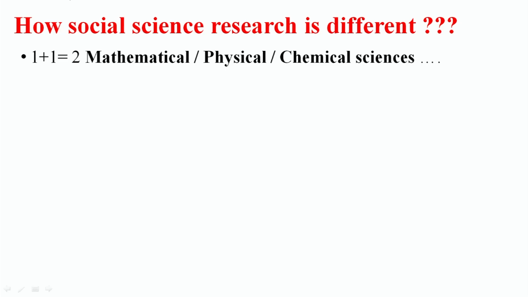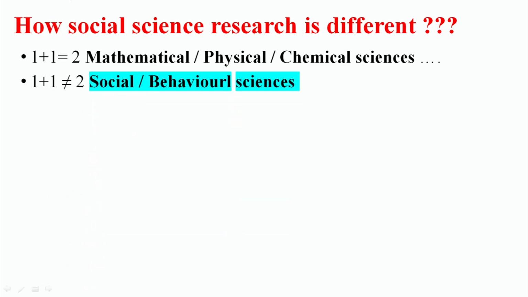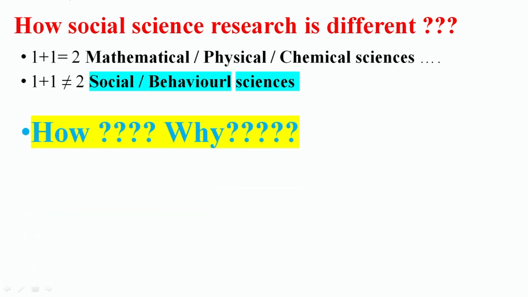If we add 1 plus 1, obviously we are going to get 2, whether it is in mathematics or physics or chemistry or statistics, whatever the discipline we are talking about. But when we look into social sciences, the answer is obviously not equal to 2. It may be more than 2, or less than 2 also. These are the possibilities. Now the question arises how and why this is possible when we add 1 plus 1. The obvious answer has to be 2, but we are not getting it.